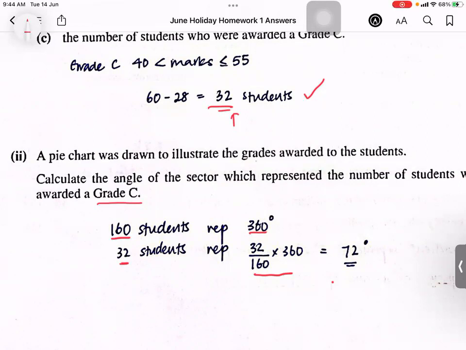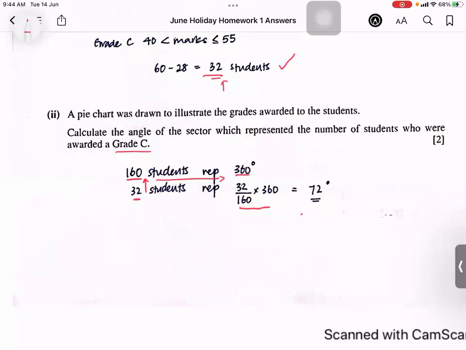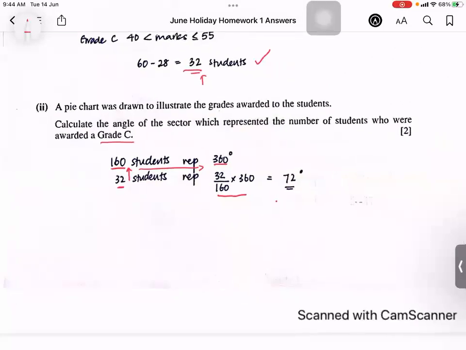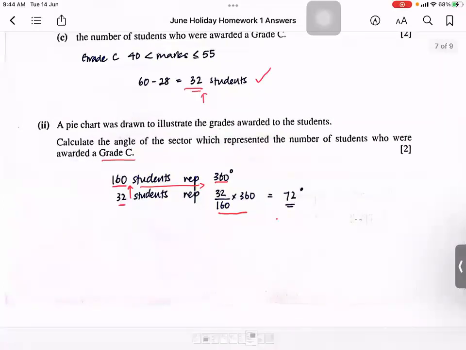So 32 students, 32 out of 160 times 360 degrees. That gives you 72 degrees. Okay, usually the number should be quite a nice number. Sometimes you might want to double check your calculations if the number is a little bit weird.